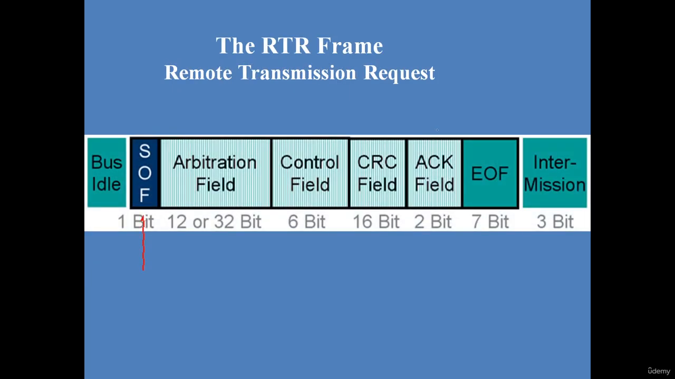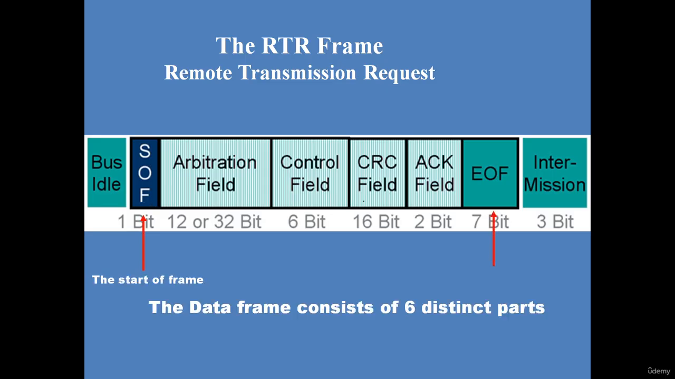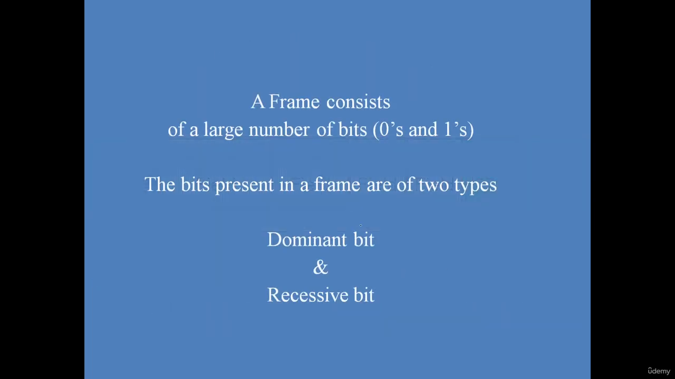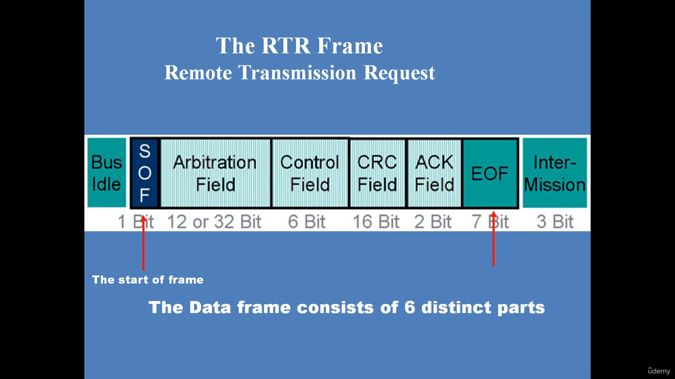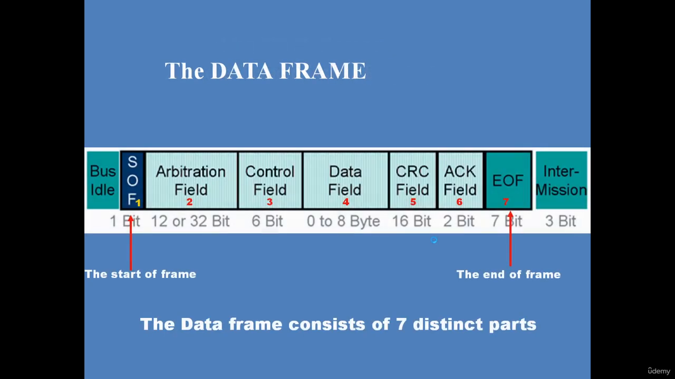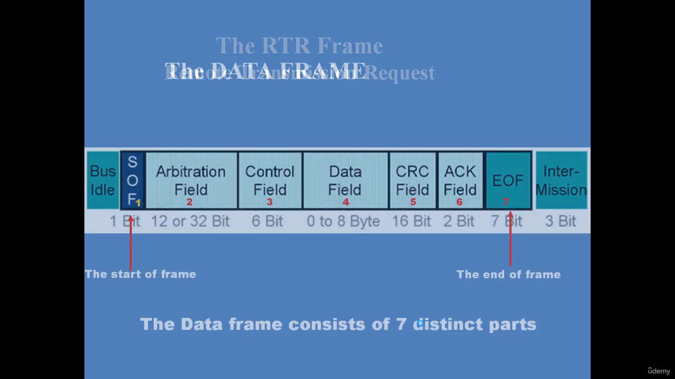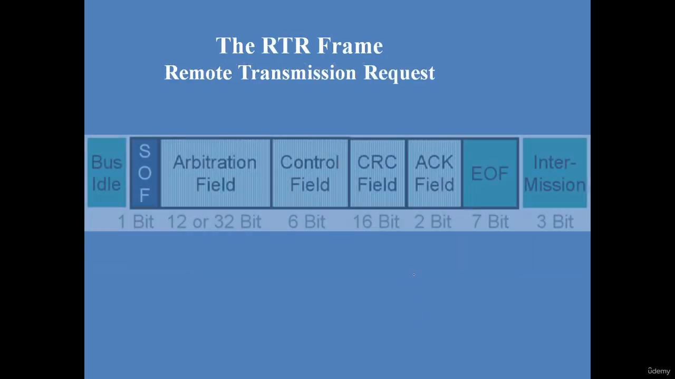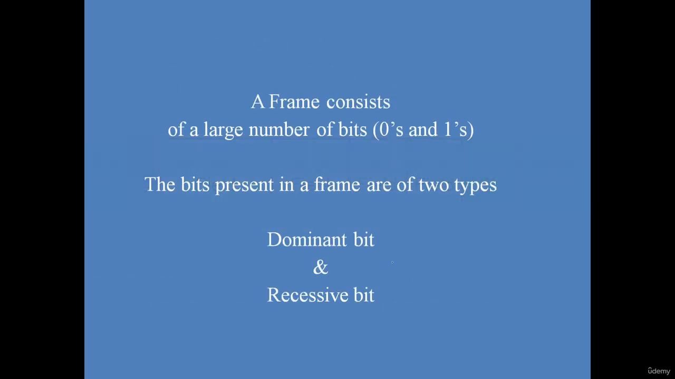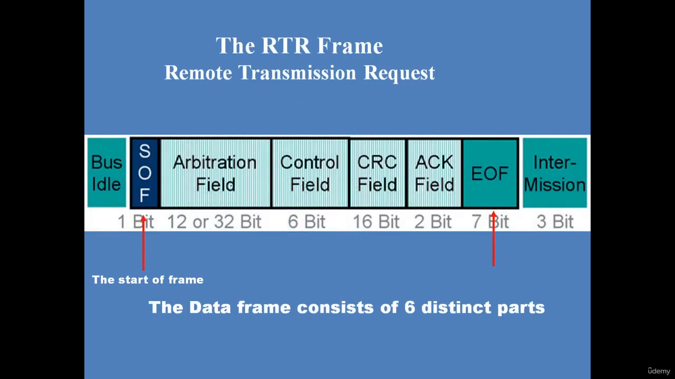This is your RTR. So you can see this also consists of start of frame. It has 6 distinct parts. The data frame consisted of 7 distinct parts. An RTR frame consists of 6 distinct parts. We'll study in detail all these parameters.